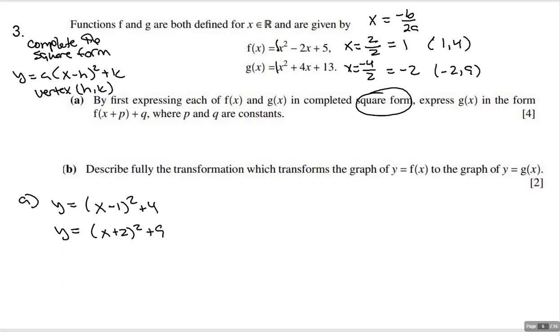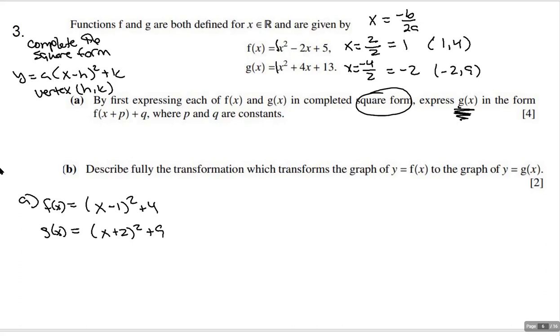All right, so now we have put them both into complete the square form. And then they want us to express g of x in the form of f of x plus p plus q. So again, we probably should go ahead and label these a little better. Let's do this. This first one was f of x. And then this one is g of x.